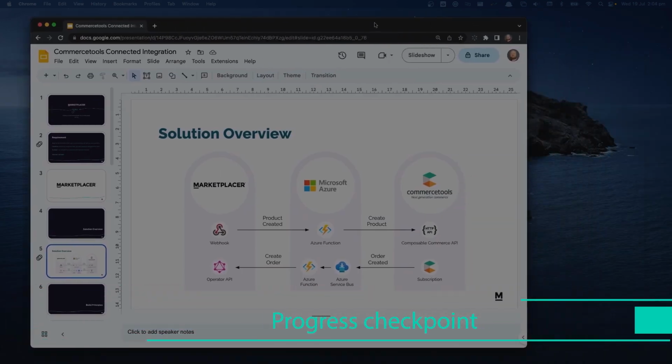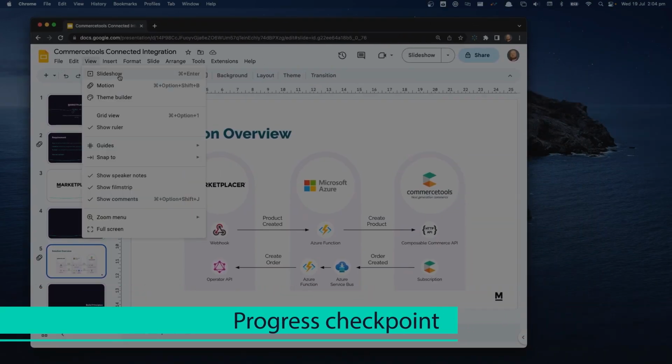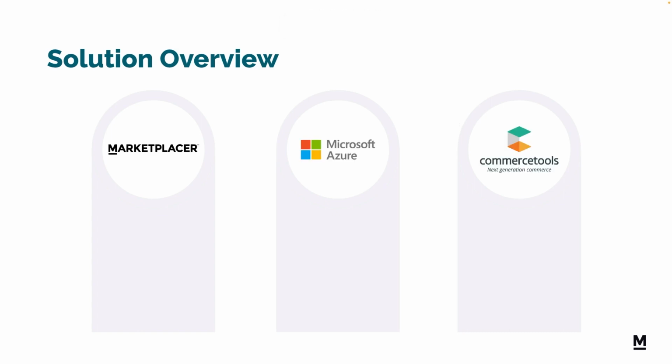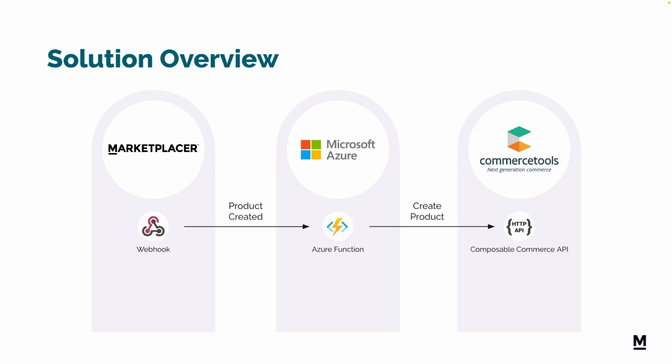So just before we move on to the next section, it's probably a good time to do a bit of a review to see what we've achieved and to see what we have yet to complete. So here's our three kind of domains. And what we've done thus far is this flow here.